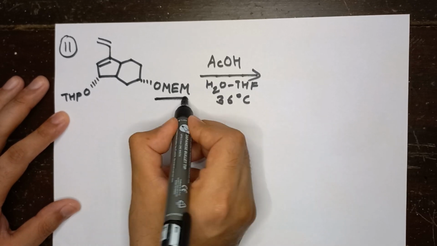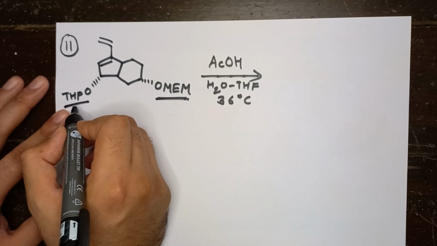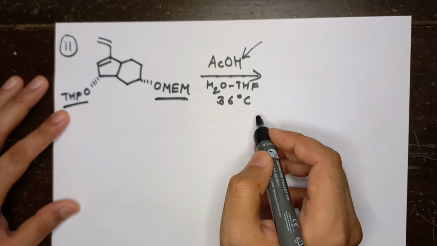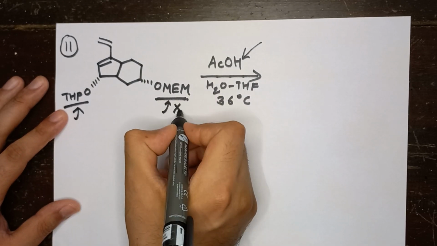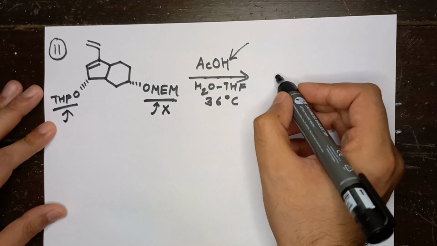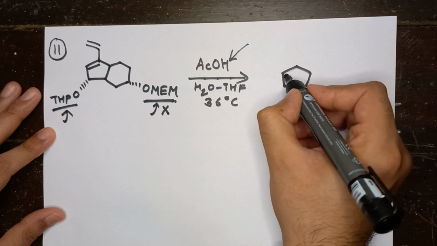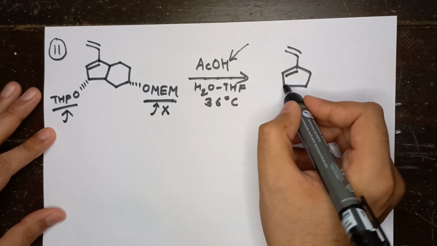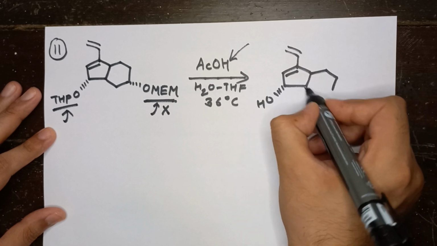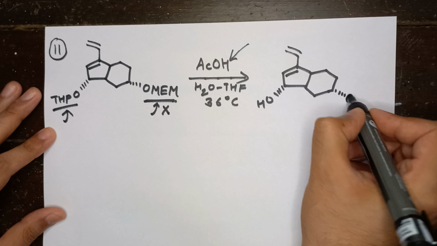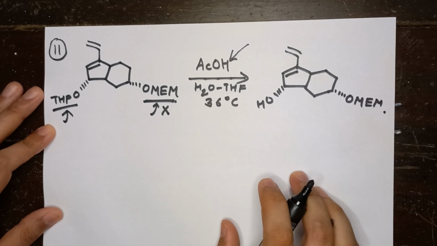This MEM group is deprotected under Lewis acid condition, and this THP is deprotected under acidic media, and we do have acidic media. So I'm going to selectively deprotect this group, and this will be untouched. So the product will be this will be back to OH, and this will remain the same. So this was my 11th question.